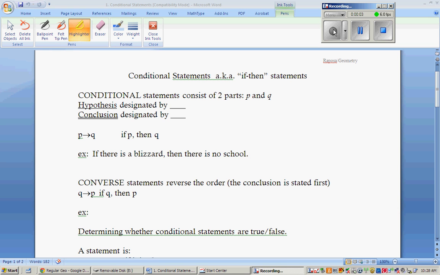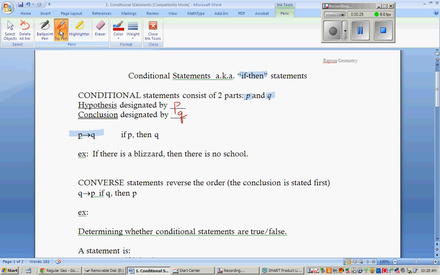Conditional statements are also known as if-then statements, and they consist of two parts, P and Q. The hypothesis is designated by the P, and we usually underline it once, and the conclusion is designated by the Q. So often you'll see this symbology, and it just means if P happens, then Q is going to happen.